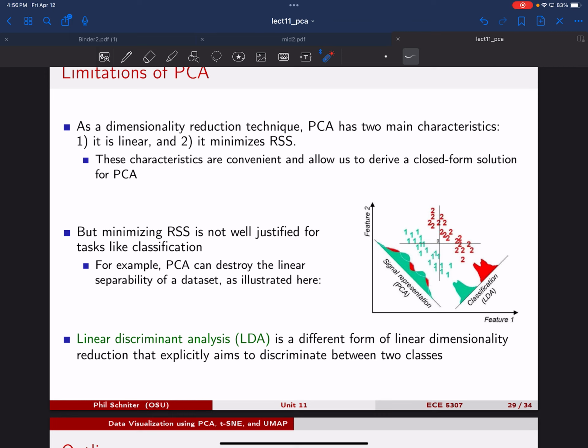Okay, now, you might ask, well, is there some other dimensionality reduction technique that is good for classification, that makes sense for classification? And the answer is yes. There is a classical technique called linear discriminant analysis, which, again, wants to project this data down to one line in this case, but it's going to choose the line in a different way. It's not going to use RSS, and it's going to explicitly use classification as the end goal.